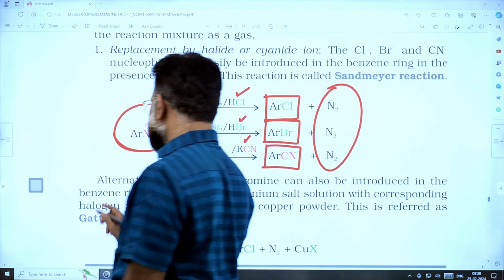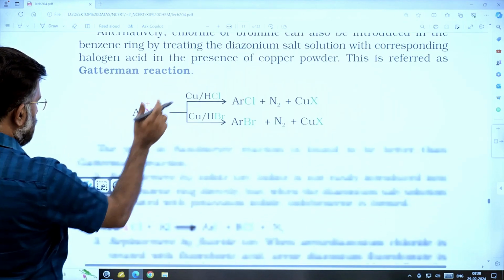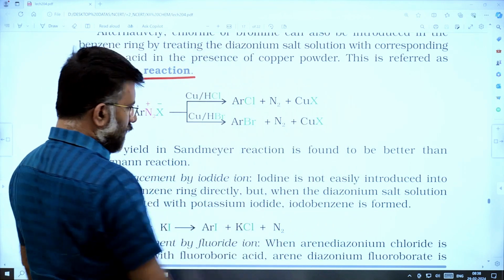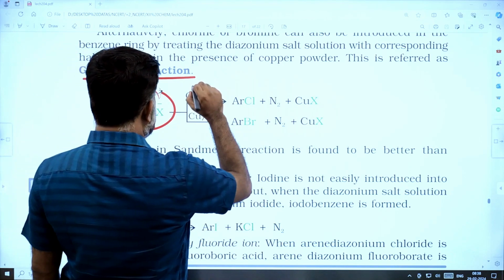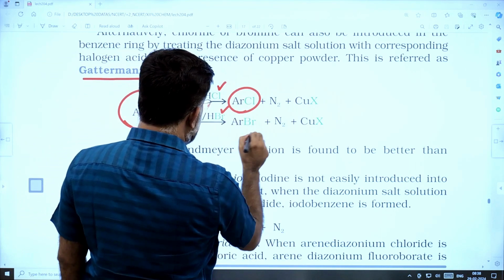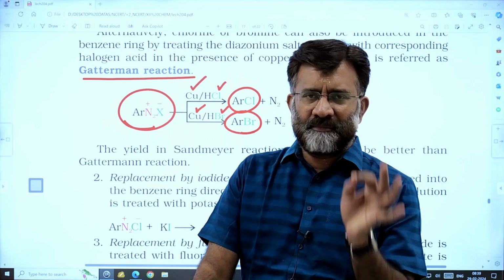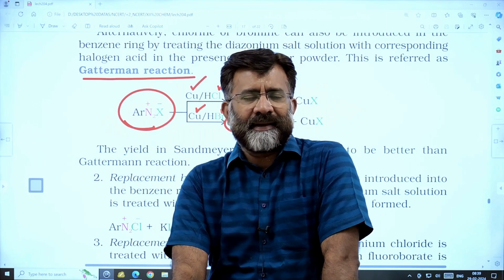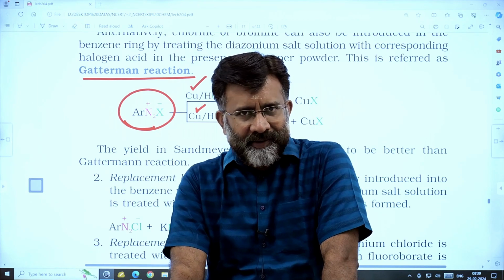And alternatively, there is another technique. Hope you remember, also discussed during Sandmeyer's reaction earlier. That is called Gattermann reaction, a modified version of Sandmeyer's reaction, where benzene diazonium chloride is treated with copper powder and HCl or copper powder and HBr giving chlorobenzene, bromobenzene. Anyway, the yield is greater in Sandmeyer's reaction, already taught in the class, right?